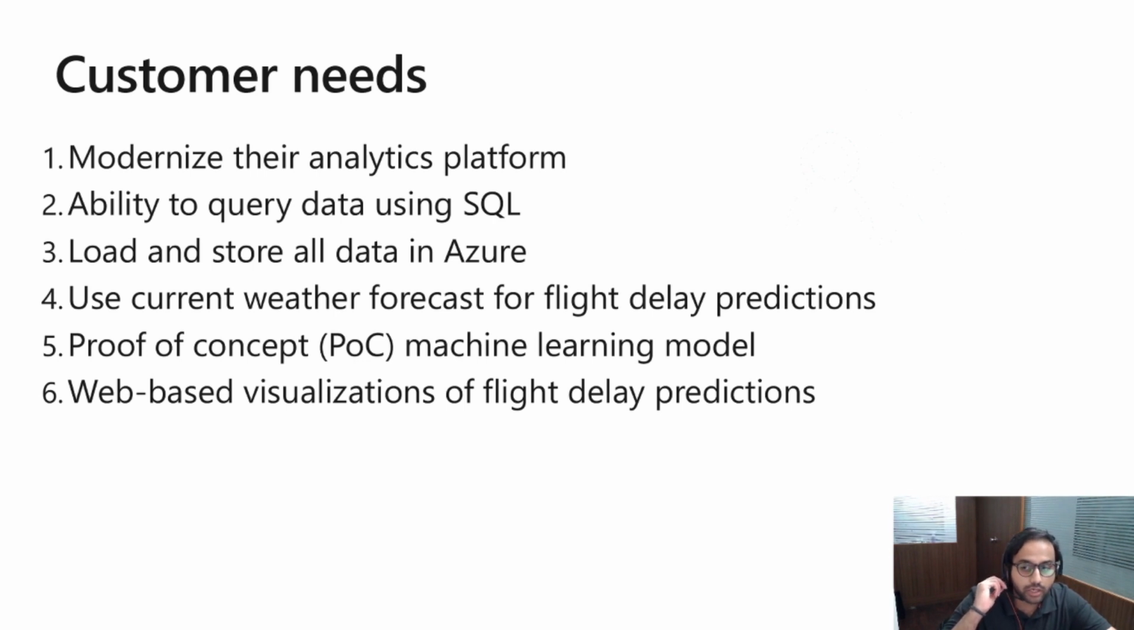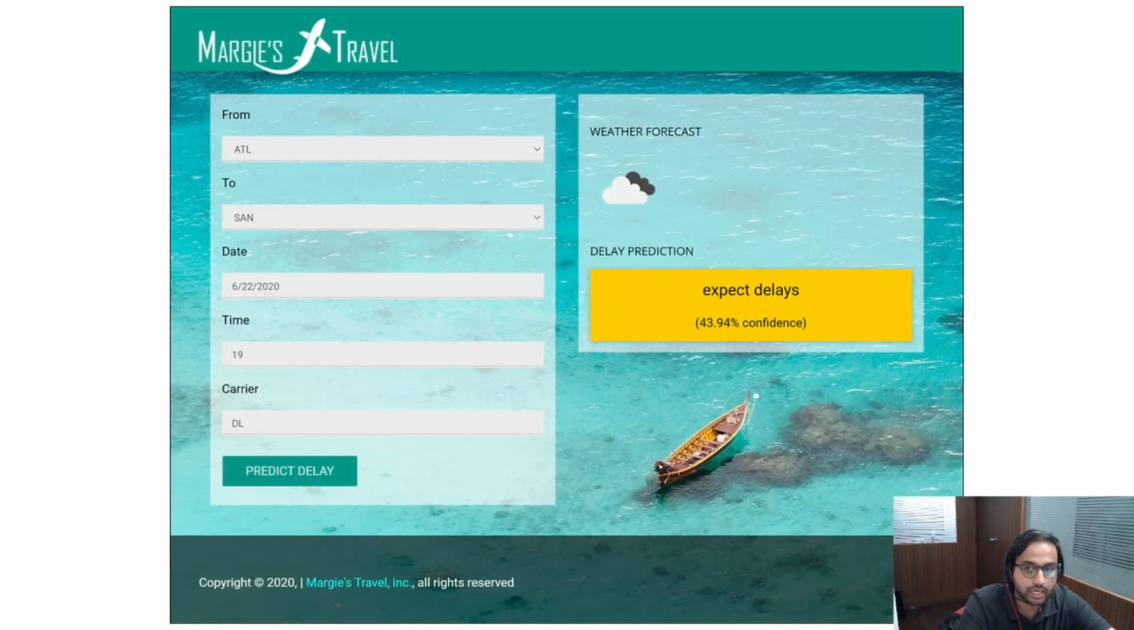So they are also looking for a web-based visualization platform, and the website which they want to deploy for the premium customer looks like that. Margie Travel wants this website to be published in Azure App Services. If the customer enters the to and fro, date and time, and the carrier with which they are flying, they can predict the delay and the confidence also. It's possible that the confidence is only 43% that there will be a delay, so most likely there might not be a delay, right?